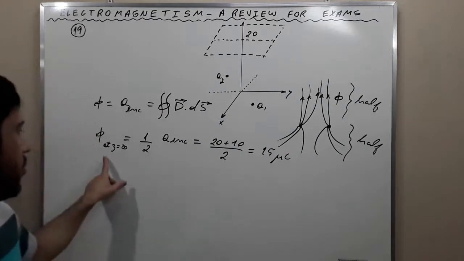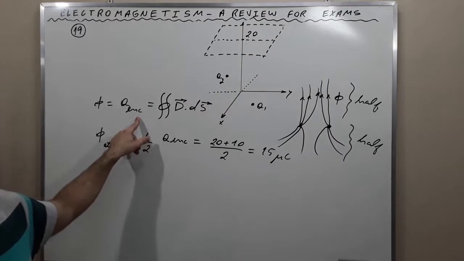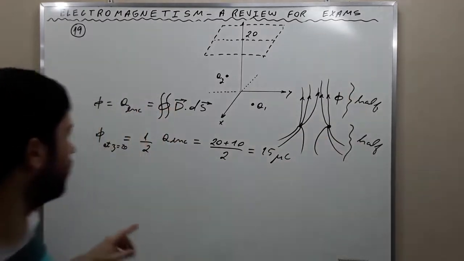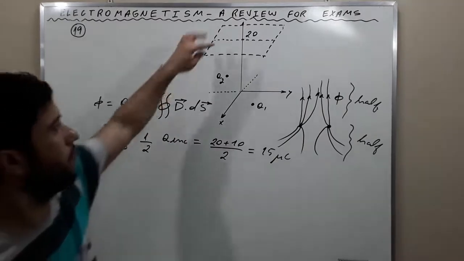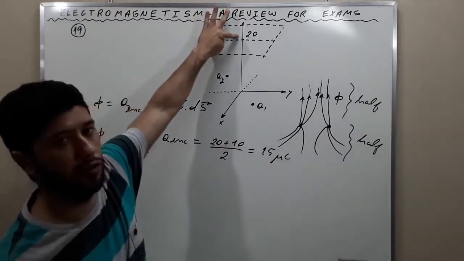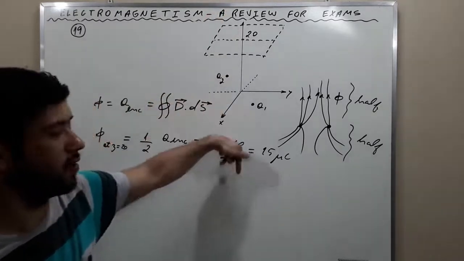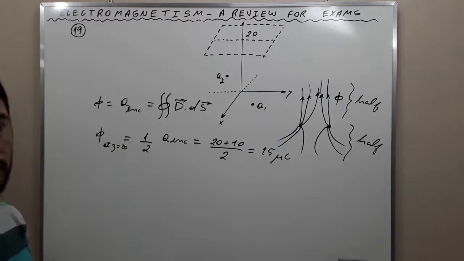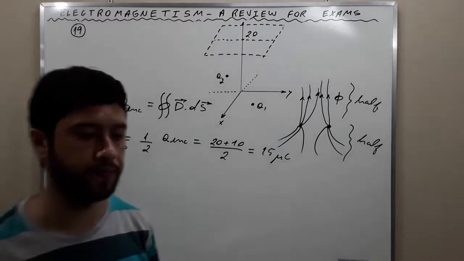Because the flux is equal to the enclosed charge, and we don't want the entire flux here and here. We want only half of it because we are computing for the z equal to 20 plane and not the negative z equal to 20 plane. Okay, so this is all for exercise 19. Let's go to exercise 20 now.